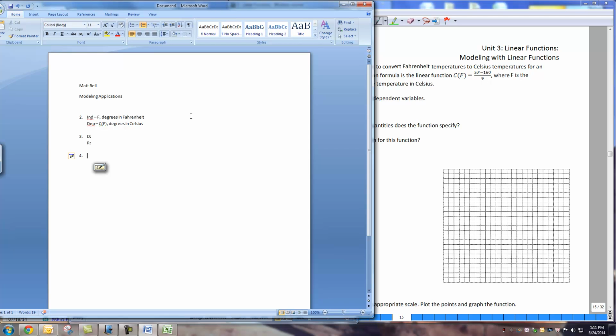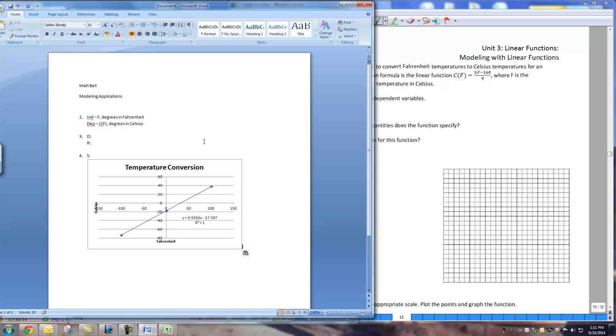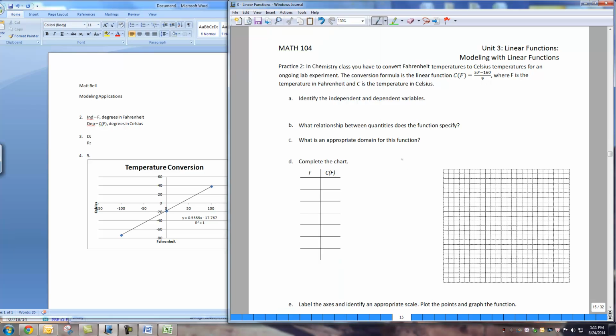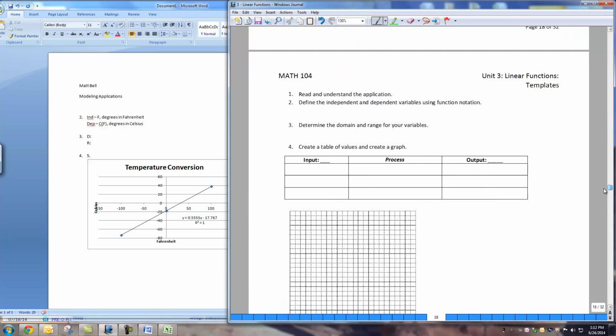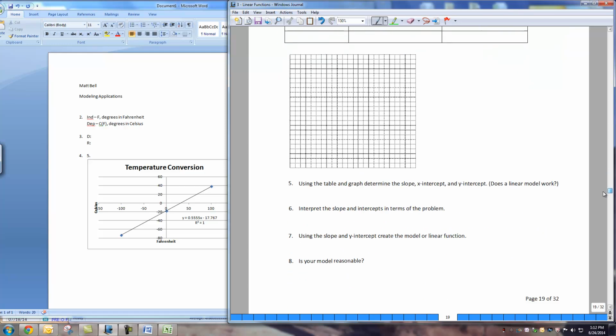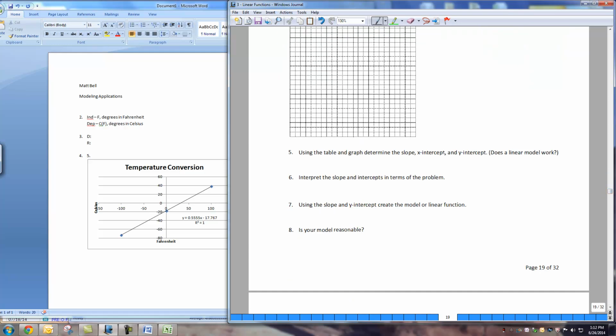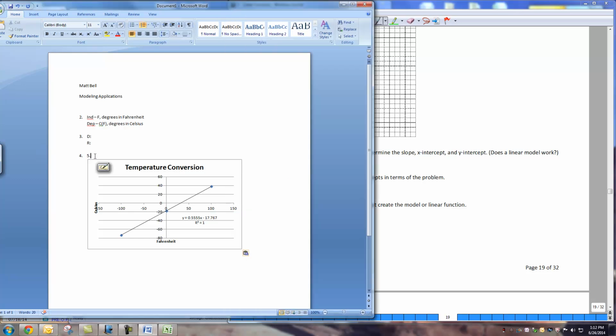Go back to your Word document. Call this 4 and 5. And go Control V. Copy and paste the graph in. So now I've answered part 4, actually, that's not part 5. Part 4 is one question. So another number.